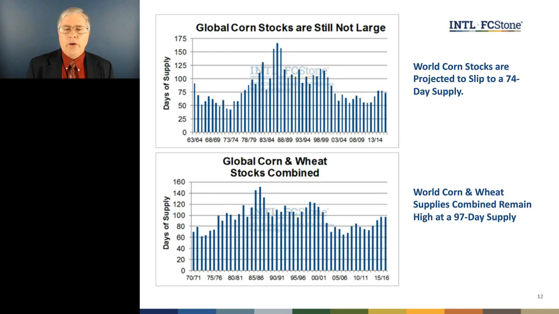If we look at corn stocks, we see that overall corn stocks are continuing to slip modestly. Even though they're increasing domestically, they're slipping globally. And from a historical standpoint, we're really dealing with a just-in-time supply, especially relative to the mid-1980s. Same is true when you combine corn and wheat together.